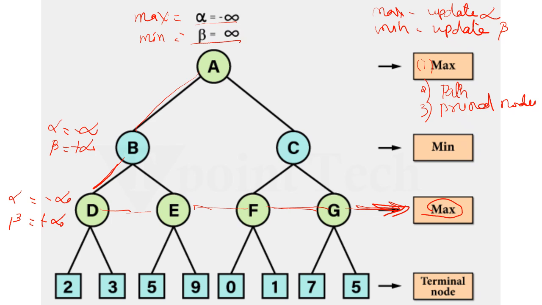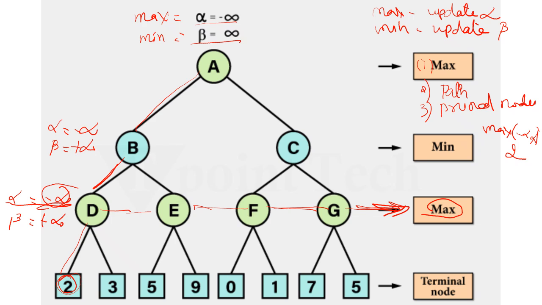What is the leftmost child of D? 2 is the leftmost child. So we update only alpha: max of the initial alpha, minus infinity, and its leftmost child value 2. Which one is maximum? 2 is maximum.